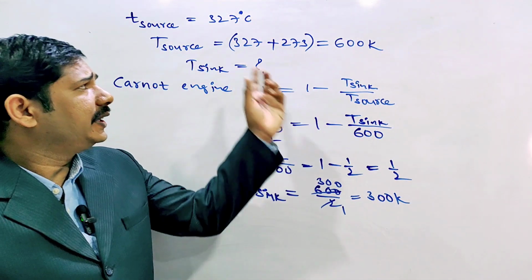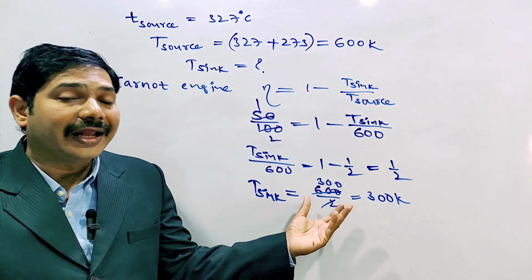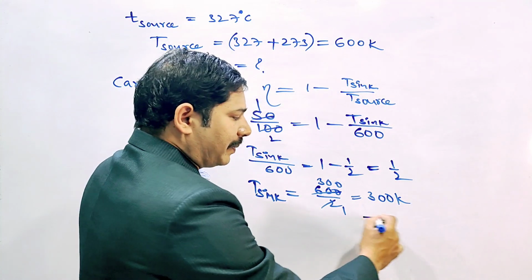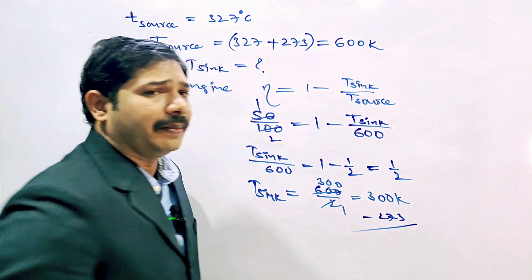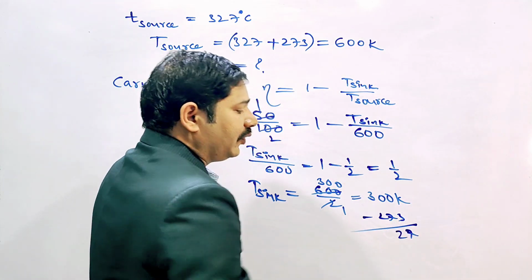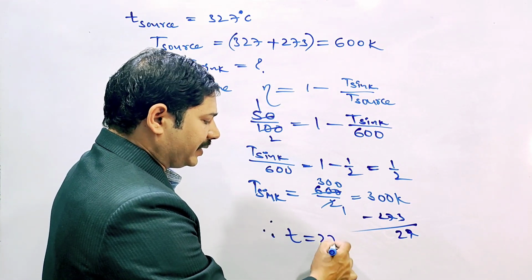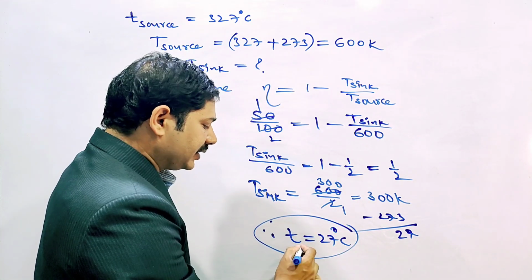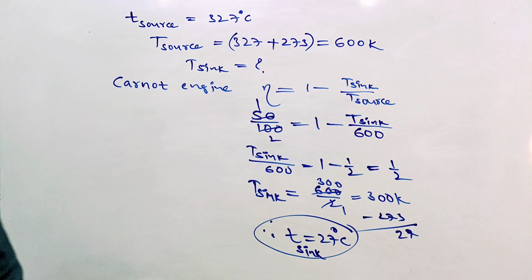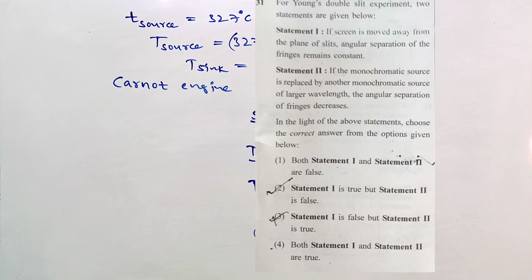What to do? Degree centigrade to Kelvin, we have to add 273. Here from Kelvin to degree centigrade we have to convert, so we have to subtract 273. 300 minus 273 is 27. Therefore the small t is 27 degrees centigrade. So the temperature of the sink is 27 degrees centigrade. Which option is correct? The fourth option is correct. Next question you can check on screen.